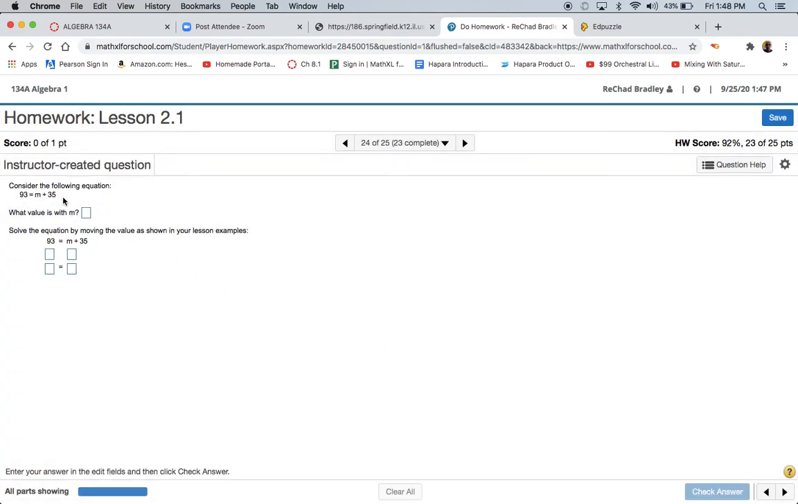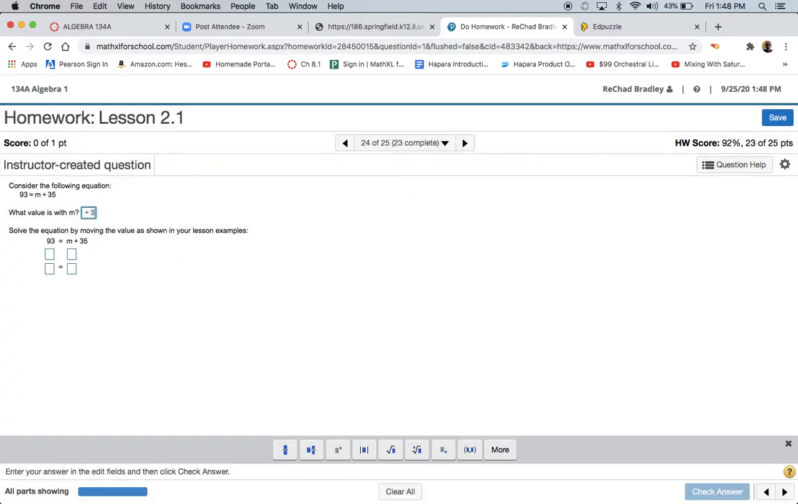The value with M is positive 35. So in order to move this positive 35, I must put a minus 35 here. If I put 1 over there, I must put a negative 35 over here. 93 minus 35 is 58. And then don't forget on this side that everything goes away and M comes down.